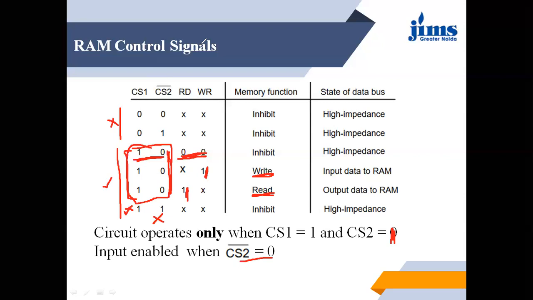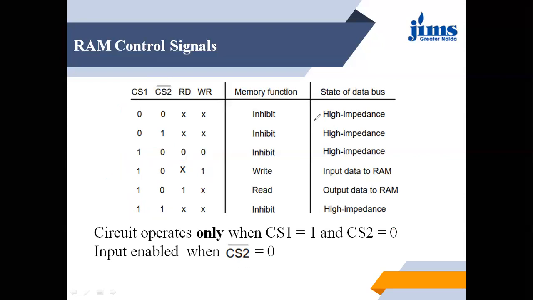So the conclusion from this is that when we have CS1 as 1 and CS2 bar as 0, and the write signal is high, then a write operation is going to be performed. Write means we are writing data to the RAM, input data to RAM.